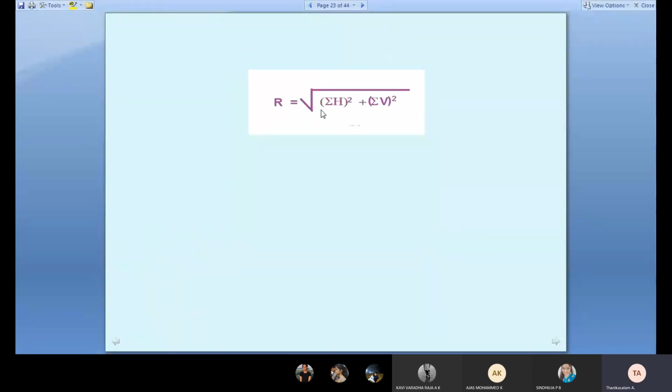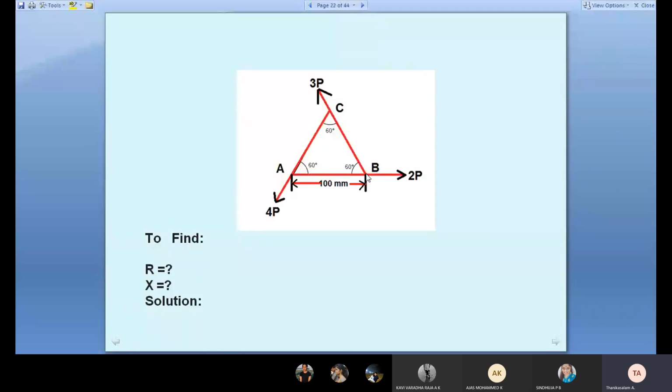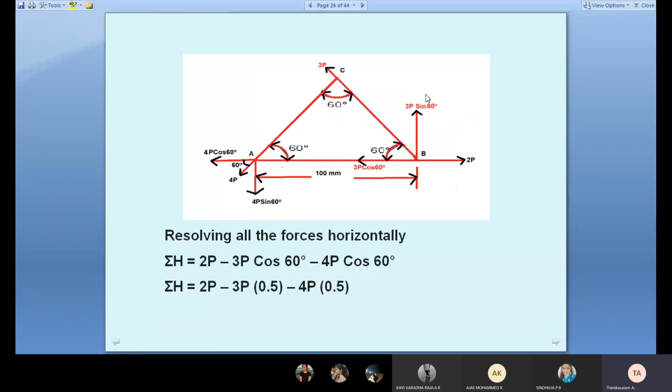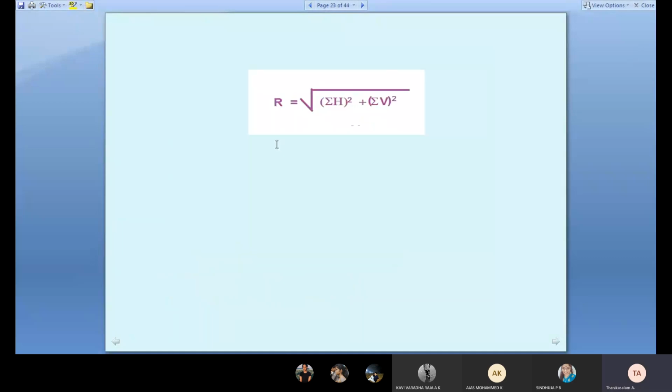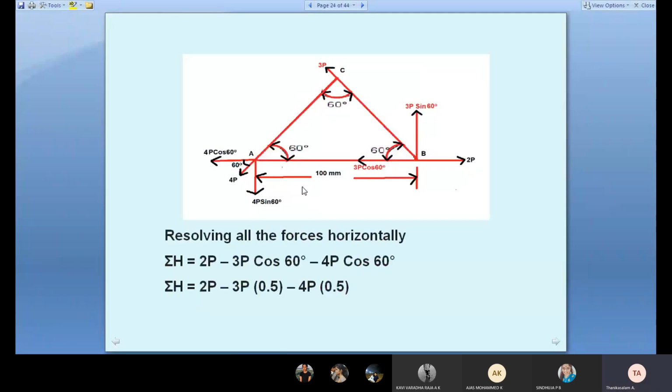See the next diagram. So we know the resultant formula. The 3P is inclined with respect to the B point, 60 degrees. It goes to the second quadrant. So 3P cos 60, 3P sin 60. So I convert here: 3P sin 60, 3P cos 60 at the B point. Similarly, the 4P goes to the third quadrant, with the angle 60 degrees already given. I converted to the third quadrant. See here, 4P cos 60, 4P sin 60.